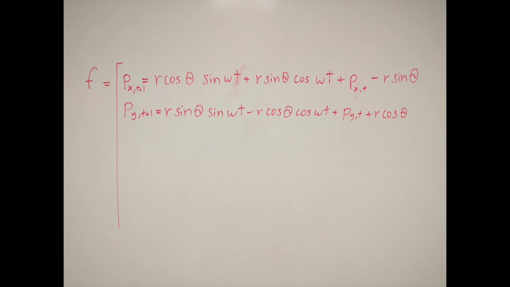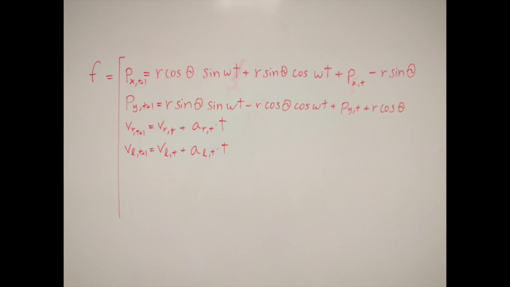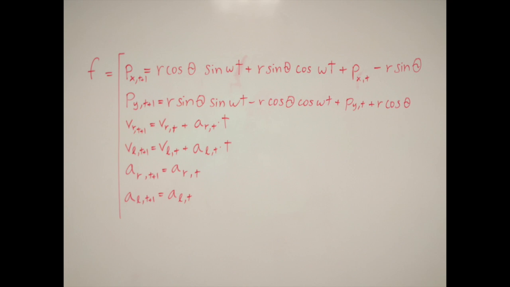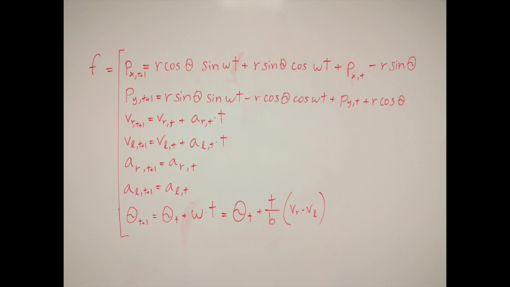The first two subfunctions are simply the x position and y position functions that we defined earlier. Next, for the left and right wheel velocities, we use the basic Newtonian definition and give each wheel its own acceleration. We add in a constant acceleration assumption. And finally, we add the angular velocity definition of orientation.